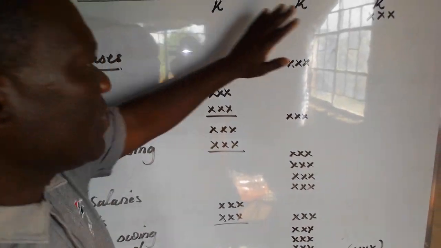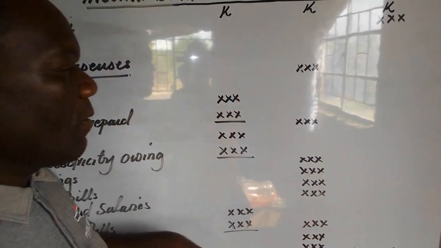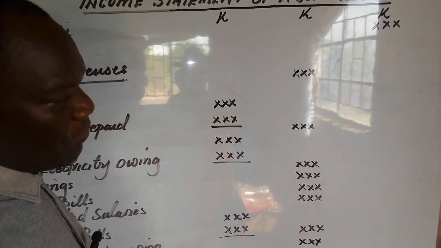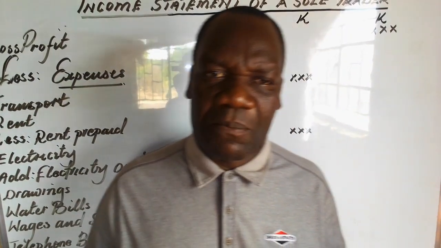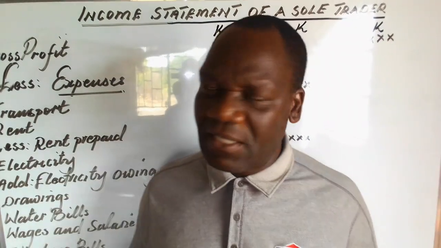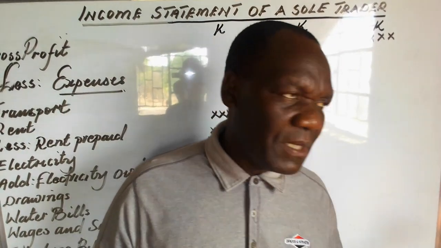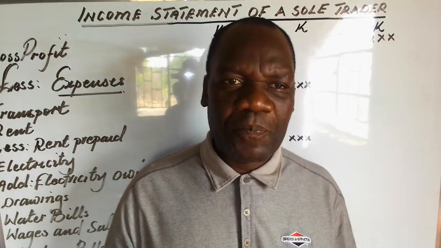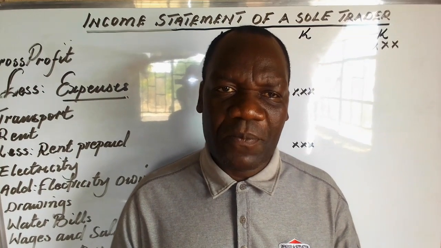So this account, previously, used to be called the profit and loss account. Nowadays, it is part of the income statement. So this part and the part that we covered last week have now been put together and are called the income statement.